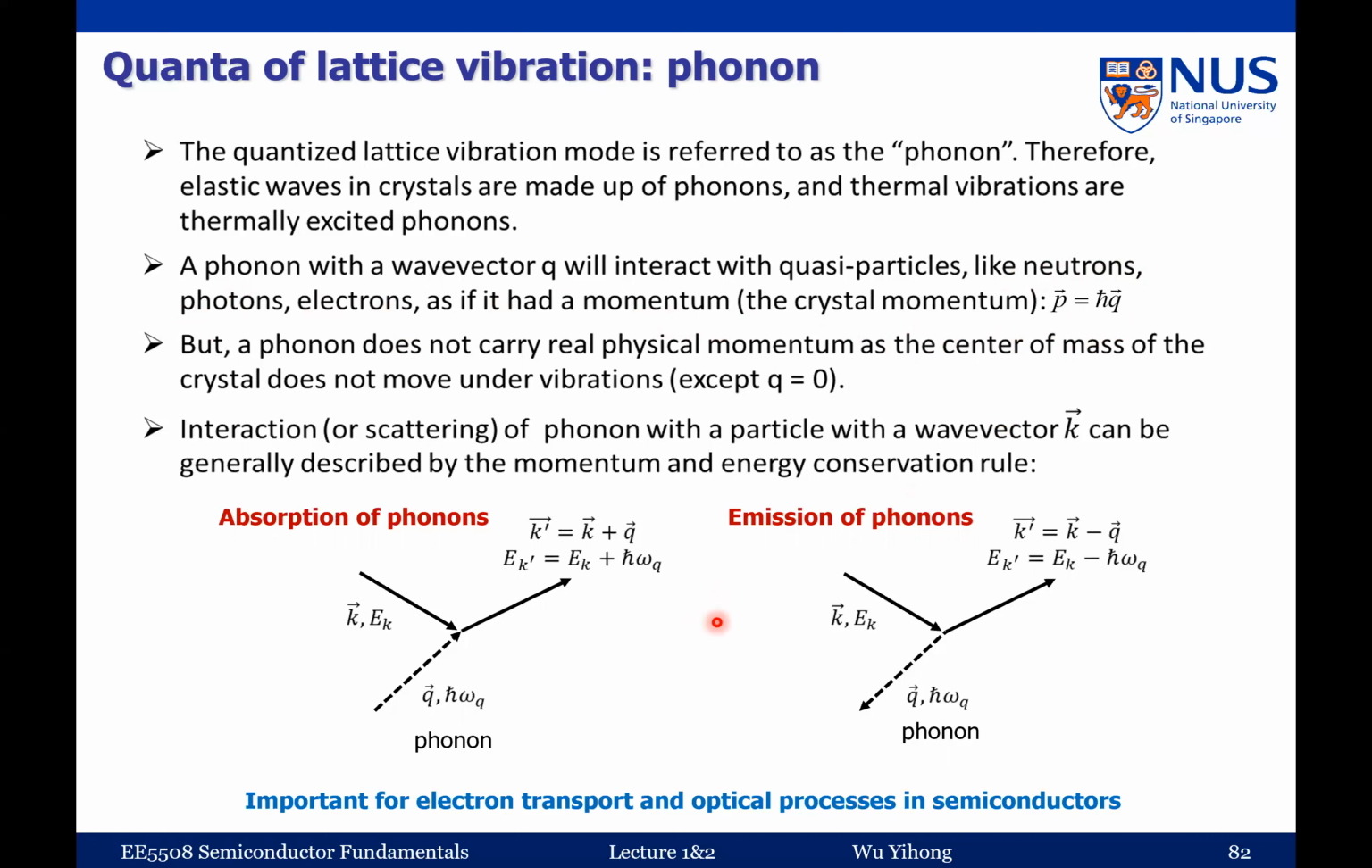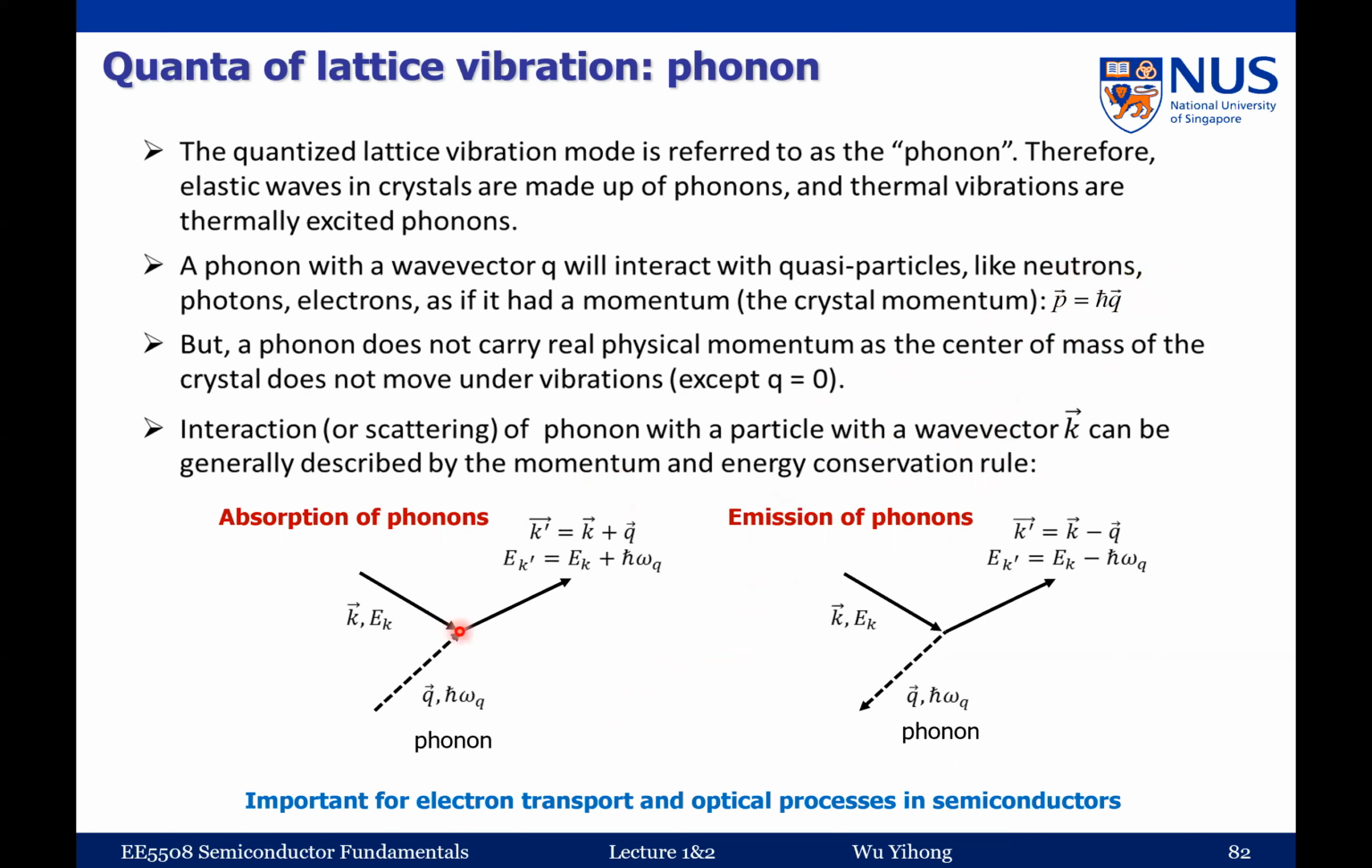But this is actually not the real momentum. It's not like the center of mass moving and giving you linear momentum in classical physics. Anyway, a quasi-particle can carry this momentum. Mathematically, when we discuss the interaction between this quasi-particle and electrons or photons, we just use this as a momentum, and then follow momentum conservation and energy conservation to describe these interactions.